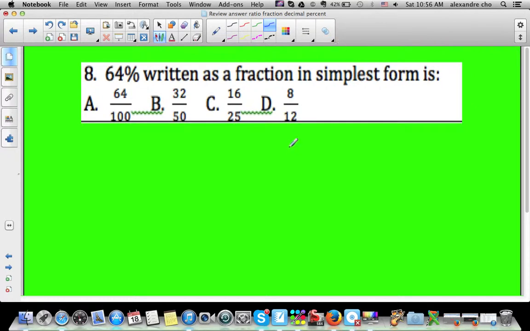8. 64% written as a fraction in simplest form. Okay, so 64%. How do I change a percent to a fraction? Remember, percent is something out of 100. So this means that there were 100 things, items, questions, and 64 of them were chosen, shaded. So out of 100, 64 things happened. Okay, so that's how I change a percent to a fraction.